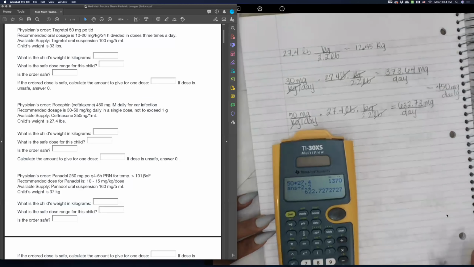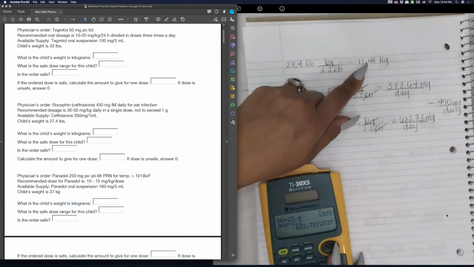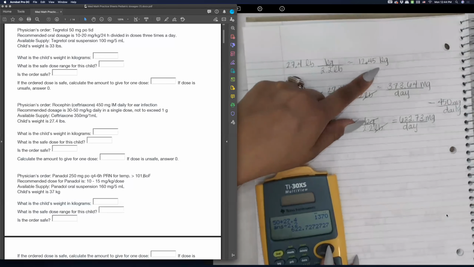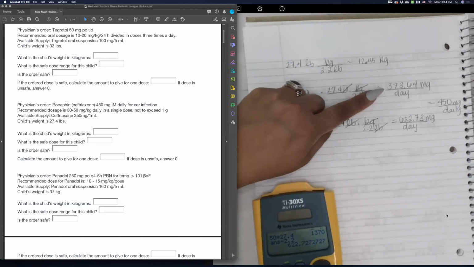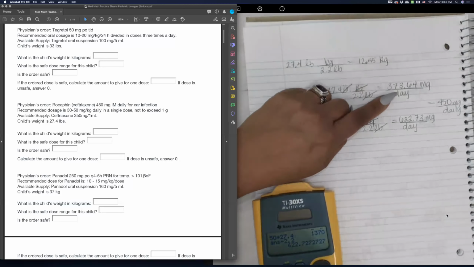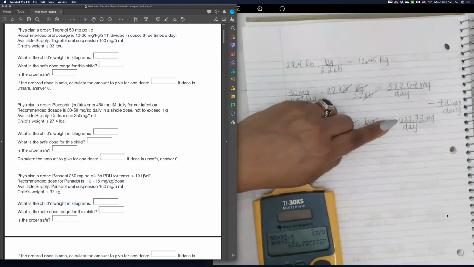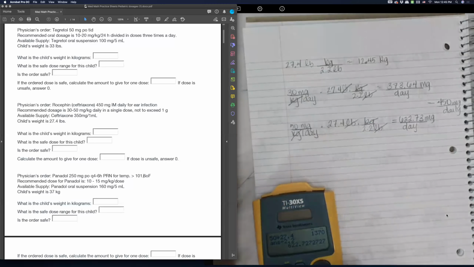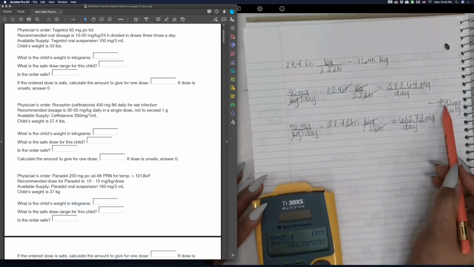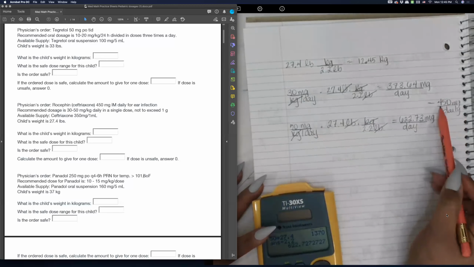Okay, so what is a child's weight in kilograms? It's 12.45 kilograms. What is the safe dose for this child? The safe daily dose is 373.64 milligrams per day to 622.73 milligrams per day. Is the order safe? Yes, the physician prescribed 450 milligrams daily, so this is within the safe and therapeutic range.